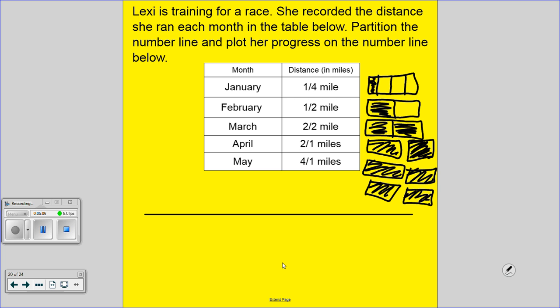So can we agree that the front of our number line is still going to be 0? Yes. Go ahead and label it 0. What should we make the end of our number line in order to fit all of our fractions? Aiden, what do you think? 4. Why do you say 4? Because it would be even to all ones from 0 wholes to 4 wholes. See, that makes sense.